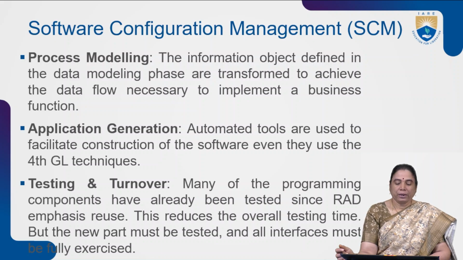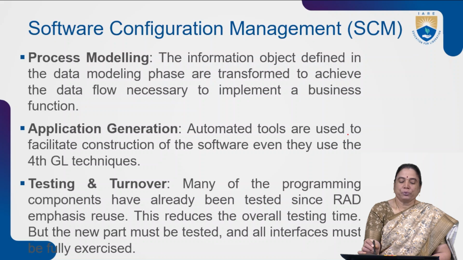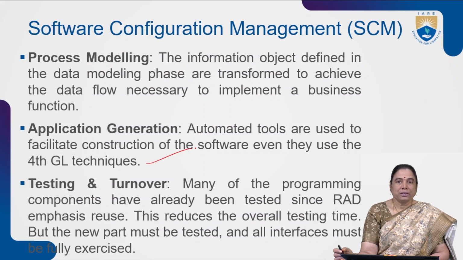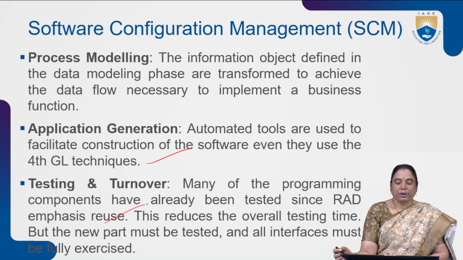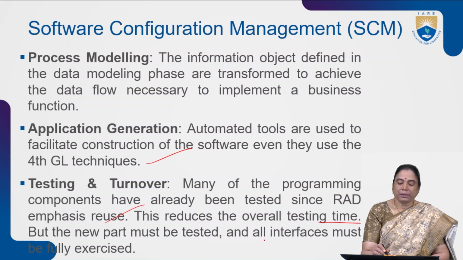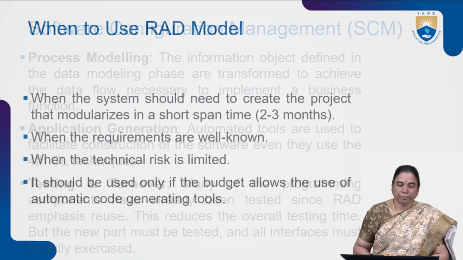In application generation, automated tools are used to facilitate construction of the software, as they are used in fourth generation techniques. CASE tools are the majorly used tools for application generation. During testing and turnover, many of the programming components have already been tested through RAD reusability. This reduces the overall testing time, but new parts must be tested. All interfaces must be fully exercised in RAD.